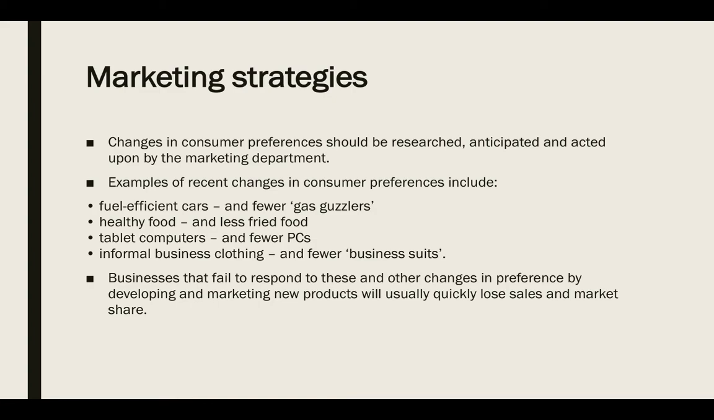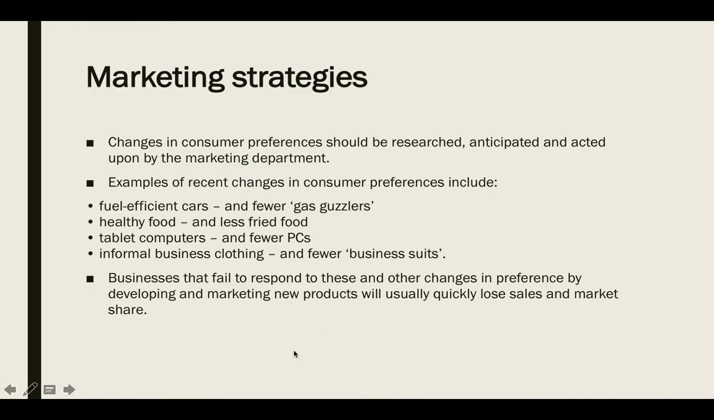Okay. For example, see here, there are some examples of recent changes in consumer preferences, like fuel efficient cars and fewer gas guzzlers, healthy food, less fried food, tablet computers, fewer PCs. Those products were actually quite, you know, people don't use PCs anymore. They usually use tablet computers. People are eating less fried food. They're using healthy food because they're becoming more conscious.